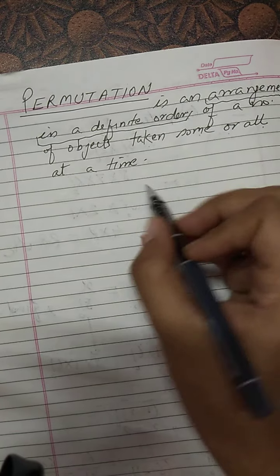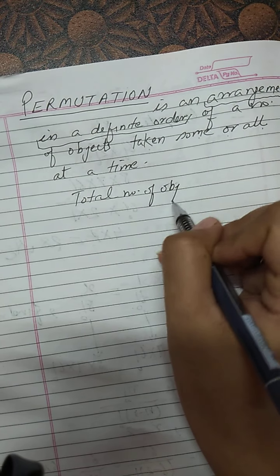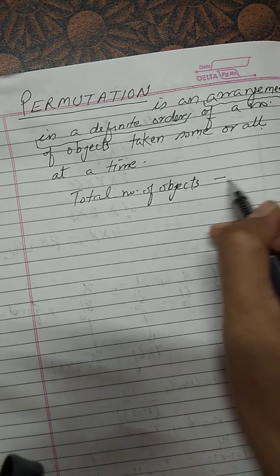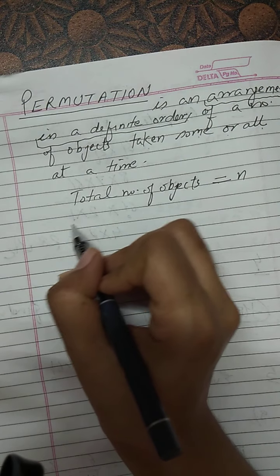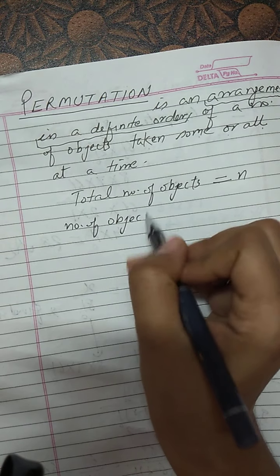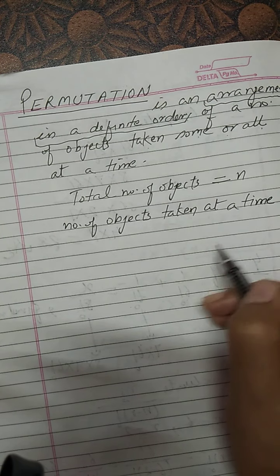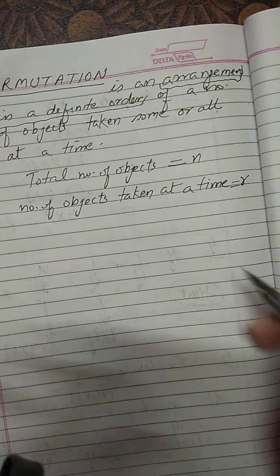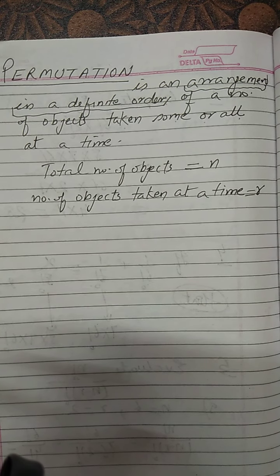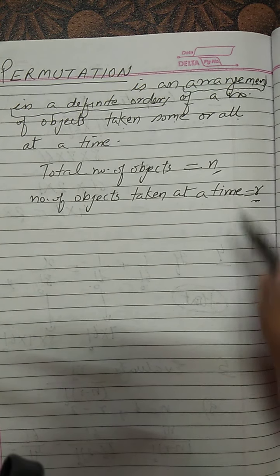For example, if I have total number of objects as n, and I need to take some number of objects at a time. If I am not taking all the objects but only a few of them, let it be r. So total n objects are there, and out of them I am using only r objects at a time. Then how many ways are there to arrange r objects when n objects are available?